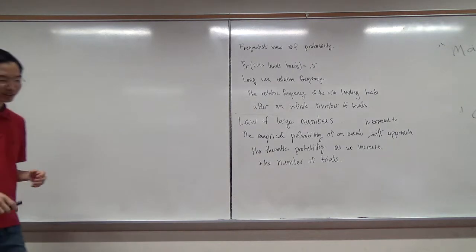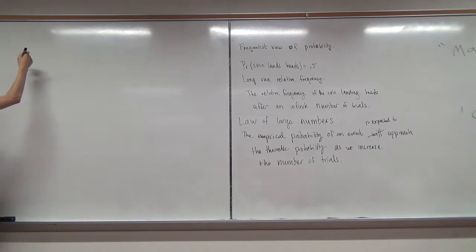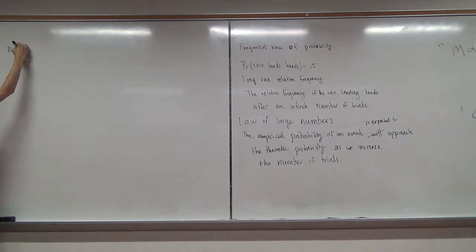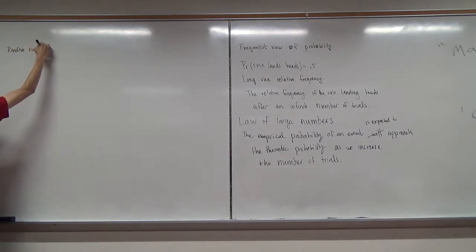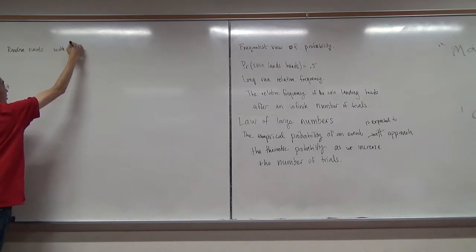Alright, so calculating theoretic probabilities. We'll start off with the most simple examples. Okay, so we have random events or random experiments with simple outcomes.